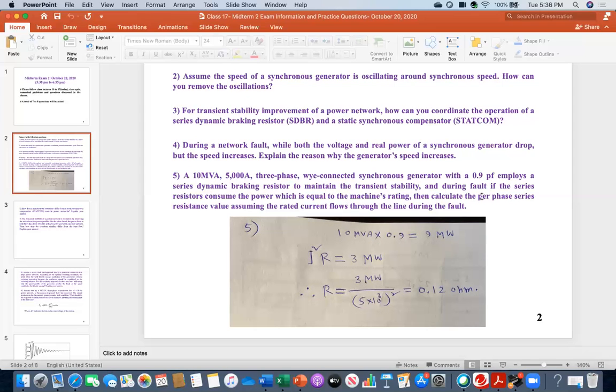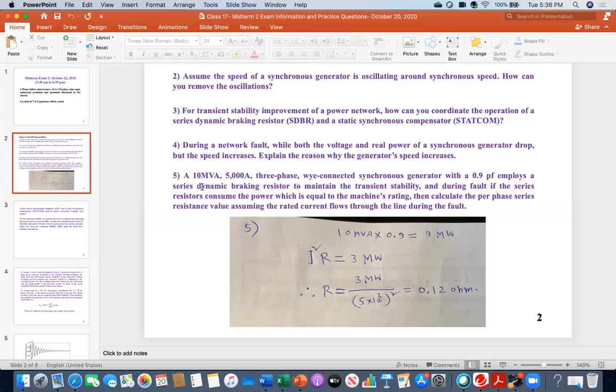And what it says: during fault, if the series resistors consume the power which is equal to the machine's rating, then calculate the per phase series resistance value, assuming the rated current flows through the line during the fault. So we are assuming that is the maximum current that flows through the line. That is also clearly mentioned. So first assume that in each line that current is flowing, and there is a resistance in each phase. The power consumption is equal to the machine's rating.